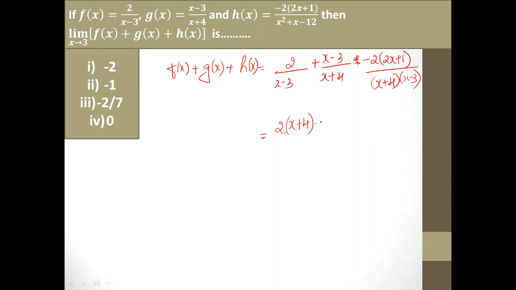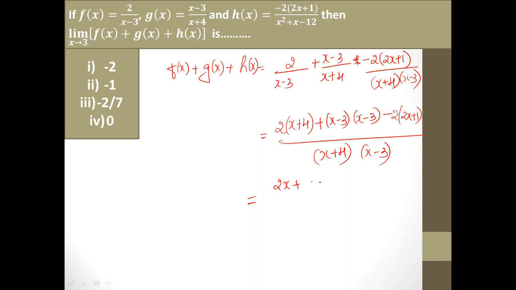Okay. So plus x minus 3 into, here in the denominator I have only x plus 4. I need x minus 3 term. So I have to multiply by x minus 3. Here we have everything in the denominator, so no need of multiplying. It becomes 2x plus 1 divided by x plus 4 into x minus 3. Simplify the numerator. So it is 2x plus 8 plus x minus 3 whole square.